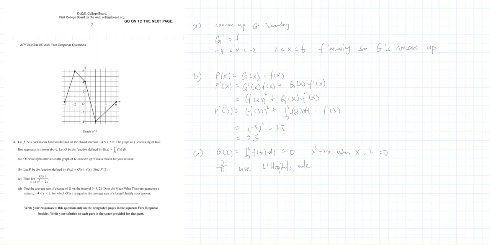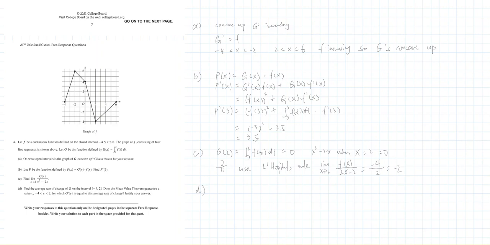So we just take the derivative of both the top and the bottom, so it's f of x over 2x minus 2. The limit as x goes to 2 of f of x over 2x minus 2 will give you -4 over 2. It's just -2.